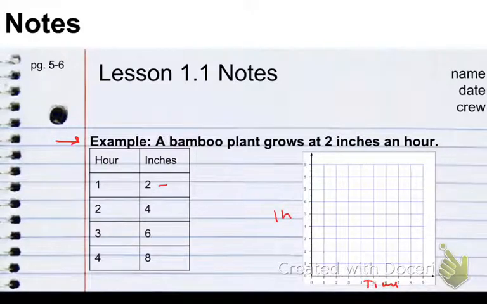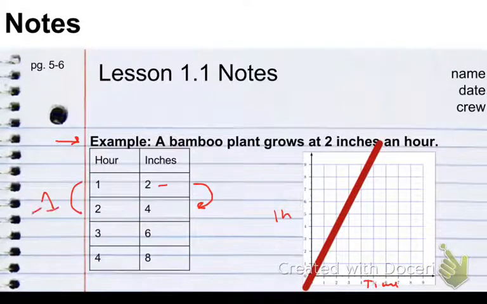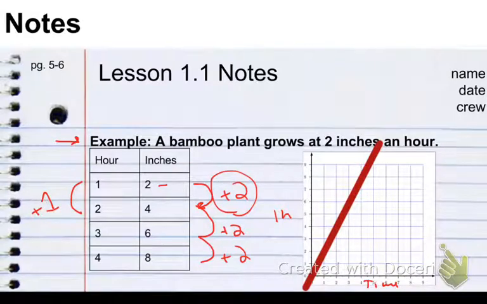So at 1 hour, it's 2 inches tall. And then at 2 hours, it's 4 inches tall. And then at 3 hours, it's 6 inches tall. And at 4 hours, it is 8 inches tall. And so on. And it forms a straight line. I get a linear relationship. It's linear because it moves at a set rate, at a set pace. So as this goes up by 1, this goes up by 2 every single time. Okay? That is my example of a linear relationship.